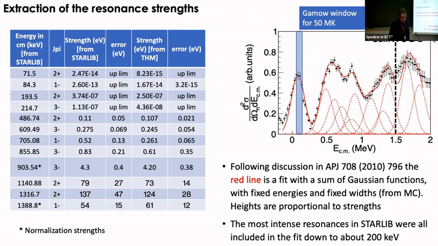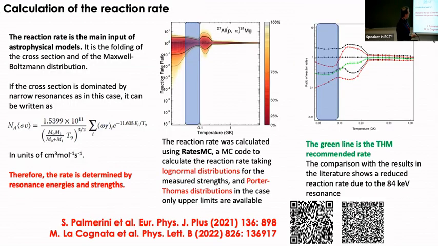So we did the calculation of the reaction rate, and this is what Sarah was showing before. Okay, so I'm not going too much into details. And the good point is that we were able to get this factor of 3 lower reaction rate at the temperatures of astrophysical interest. This is just a very nice result thanks to the measurement of this resonance.